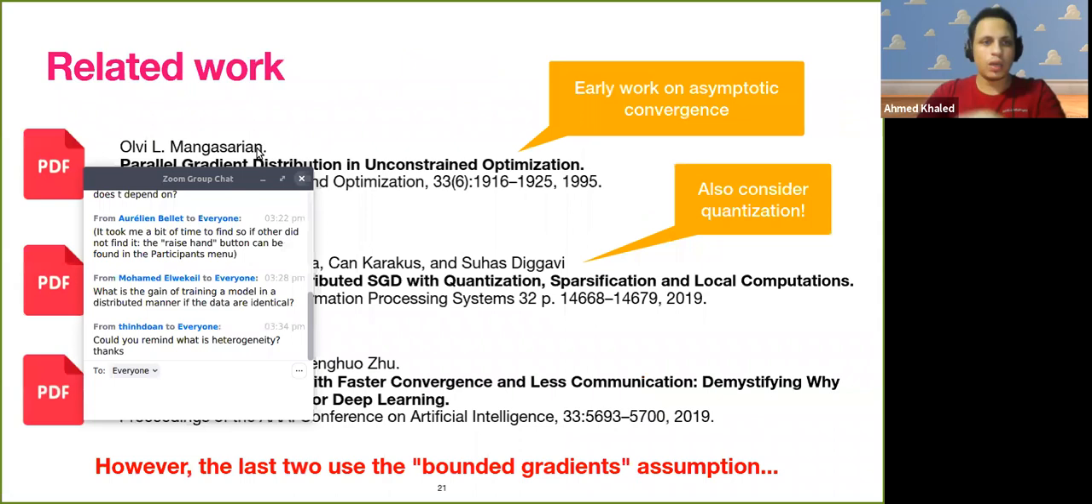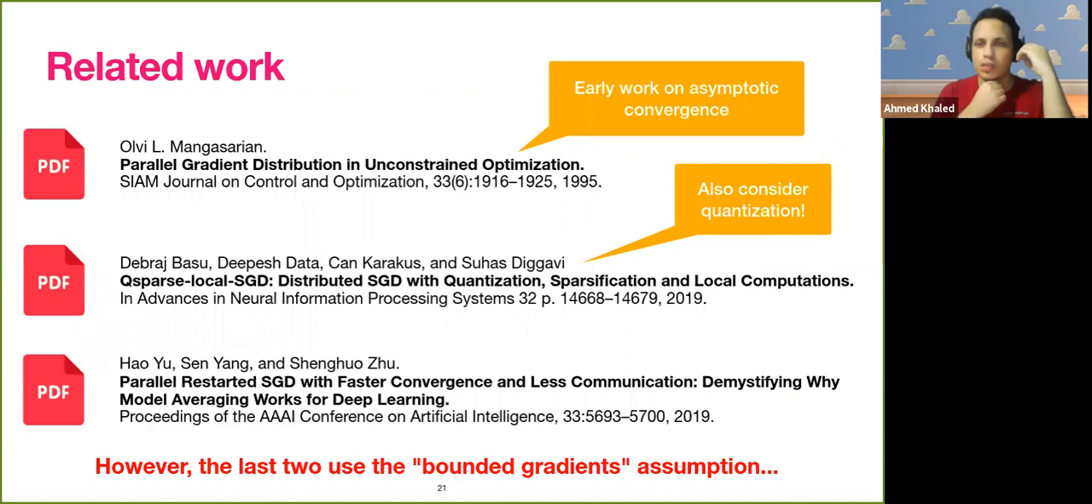Okay, so there is actually a lot of work on this algorithm. There is early work from 1995 by Mangasarian, in which he considered the asymptotic convergence of the algorithm. More recently, there has been a lot of interest in this algorithm, motivated by federated learning and distributed optimization in general. There's a paper by Basu, Data, Karakus, and Diggavi, in which they consider local SGD, but also with quantization and many other perks. And there's also a paper by Xiaoyu, Sanyang, and Chengchu Zhu, which was in AAAI 2019. They also show that there is a benefit to using local SGD. But both of these papers rely on a certain bounded gradients assumption that we will get to.